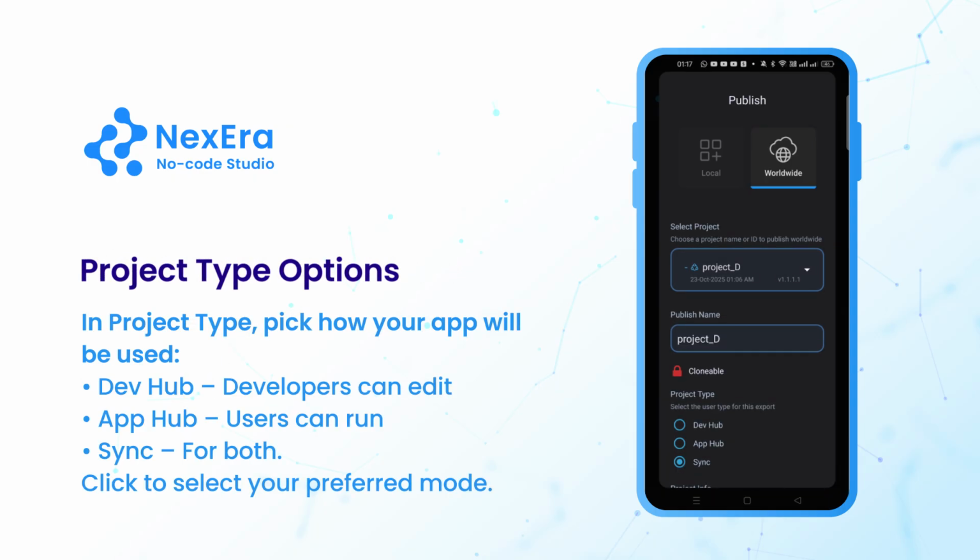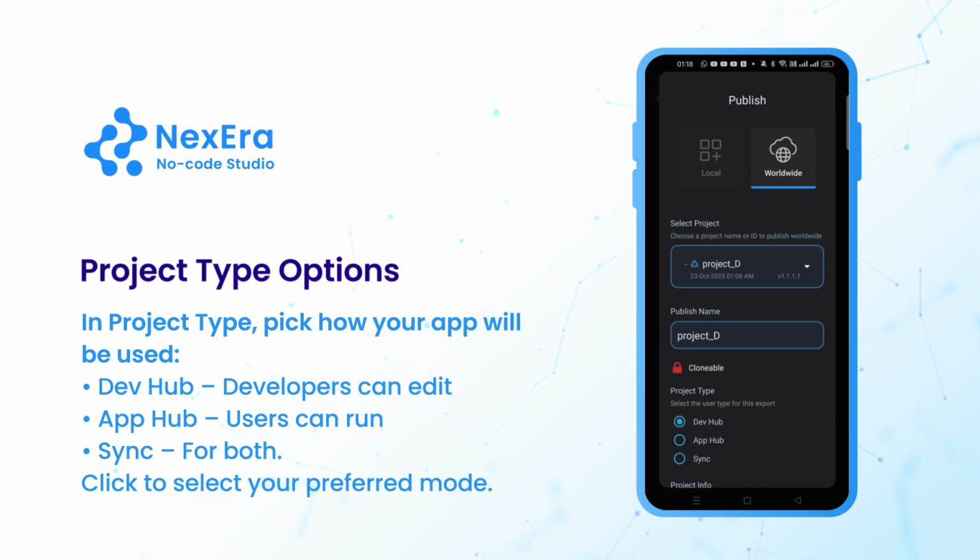In the project type section, you'll find three options. DevHub allows developers to open your app in DevHub for development purposes. AppHub lets end users open and use your app in the App Hub. Sync allows both developers and end users to access your app.